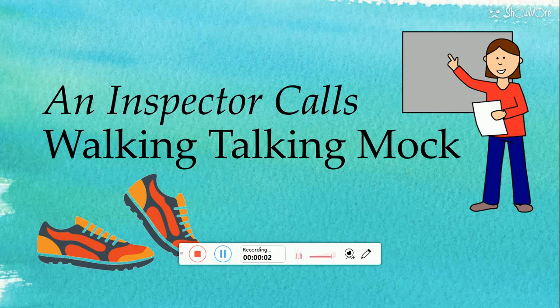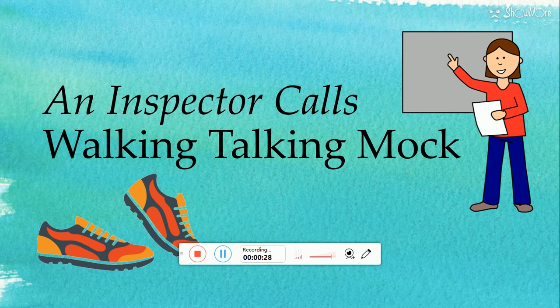Hello Year 11 and welcome to this walking talking mock on An Inspector Calls. The first question on Paper 2 of the AQA GCSE English Literature exam. And just to clarify, walking and talking means that we will be walking you through and talking you through the exam question, how best to answer it, techniques and timings to help you.